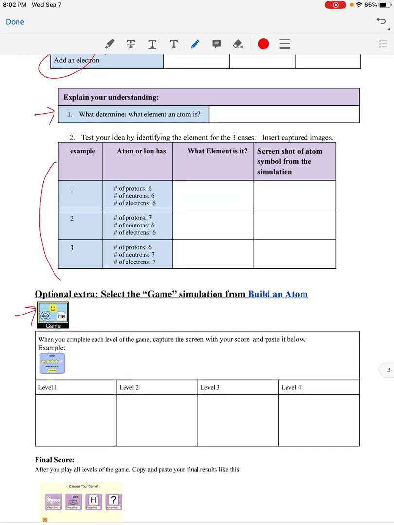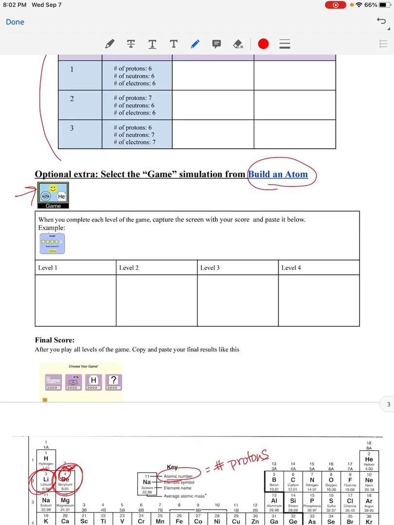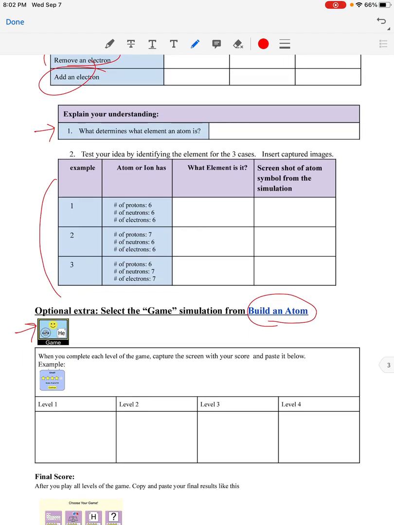Then, this is optional, if you want to test your knowledge, you can play a game, the Build an Atom game, and see how you do. Really quiz yourself. Okay.